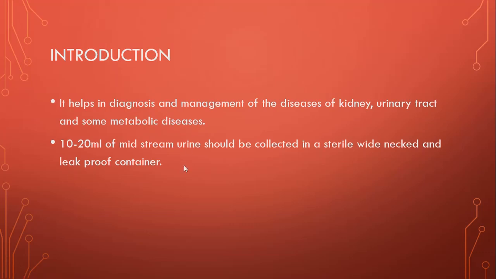Then we need to know what the sample size of collection is and where we are going to collect the urine sample. So first of all, 10 to 20 ml of midstream urine should be collected in a sterile wide necked container which should be leak proof.